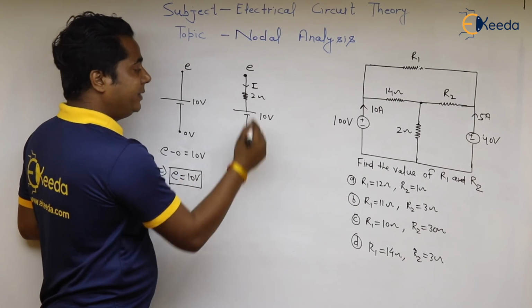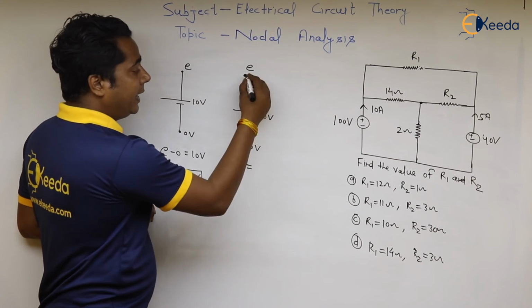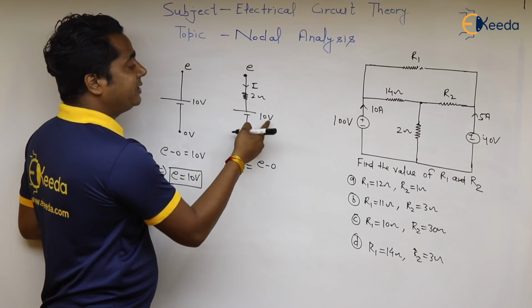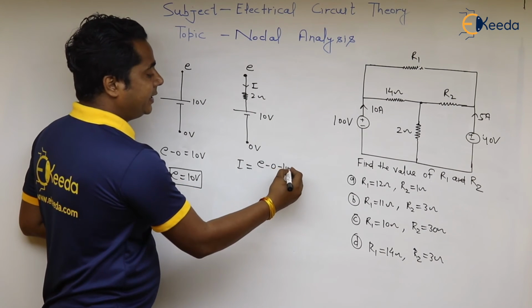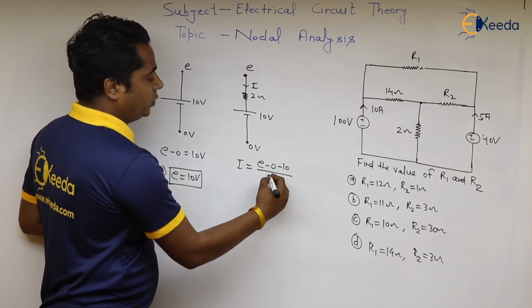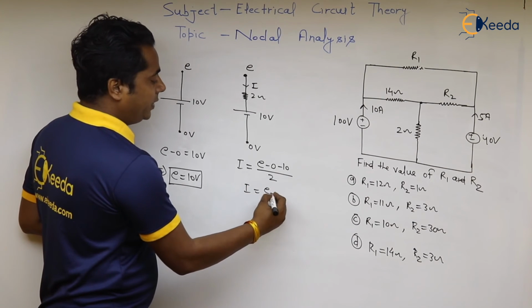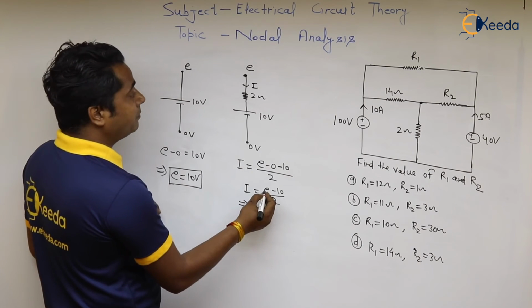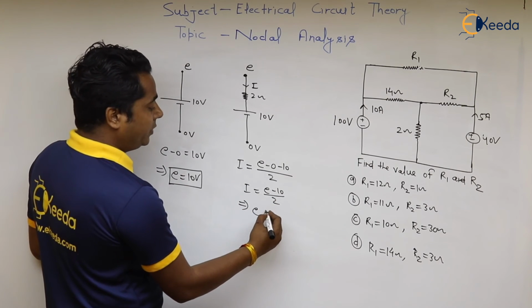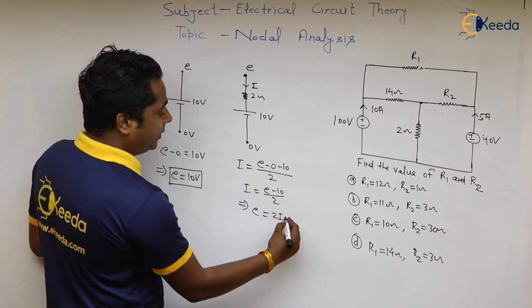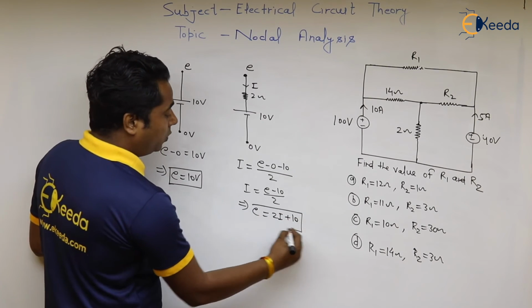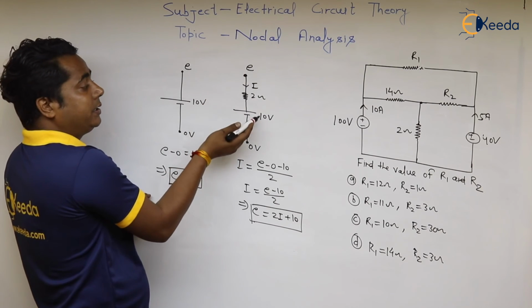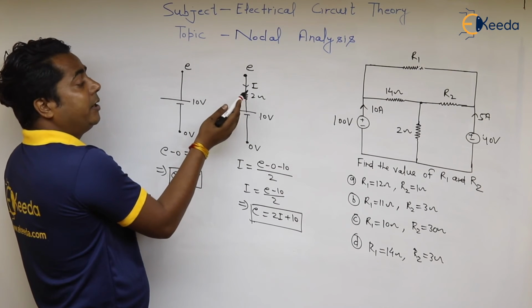The value of I will be equal to E minus 0, and this 10 volt is opposing this current, so minus 10 upon 2. So the value of I is equal to E minus 10 upon 2. And we have to find out the value of E, which will be equal to 2I plus 10. So we cannot directly say that the value of E here is 10 volt, because here is one resistor present.